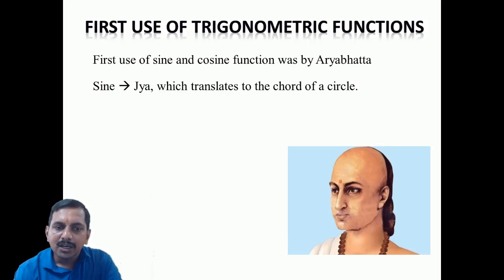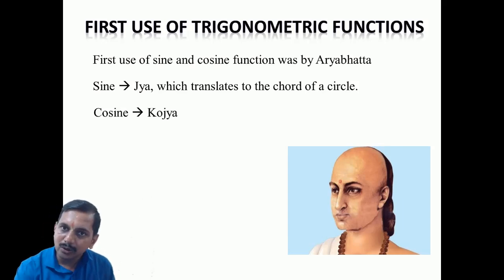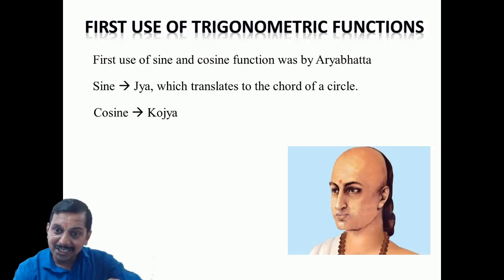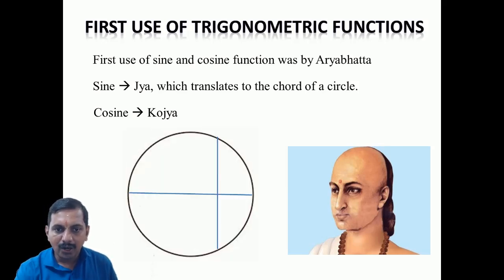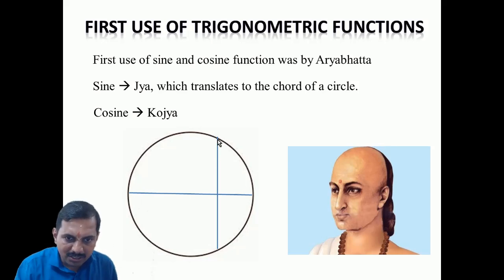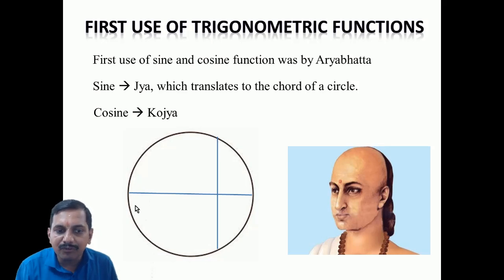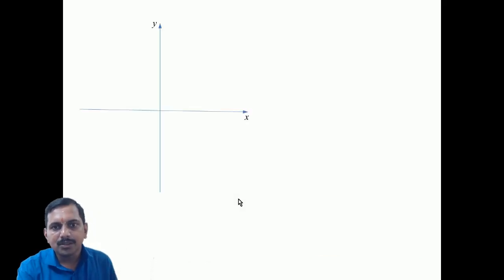Even today when mathematics is taught in local languages like Kannada or Hindi, this same jya is used to refer to the chord of a circle. So sine actually refers to chord of a circle. Cosine, cojya, is also a chord. These two things were used by Aryabhatta in his works. So let us go further and understand how things have happened. See, chord, you know what is a chord? A chord is a line which joins two points of a circumference internally. Okay, so let us go further.